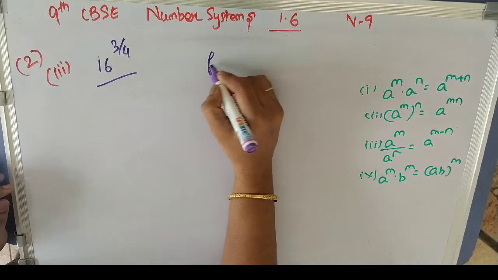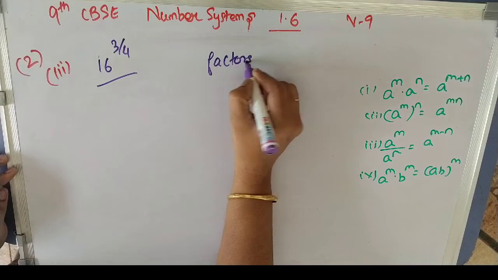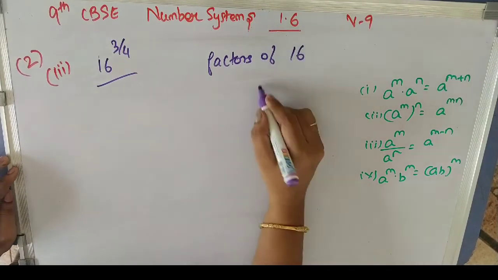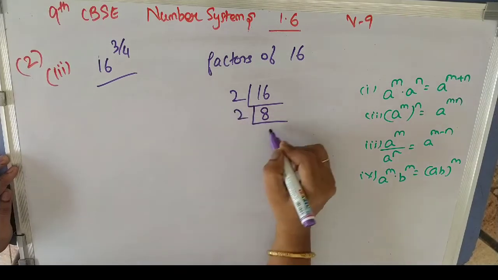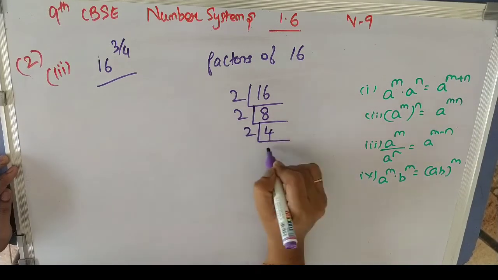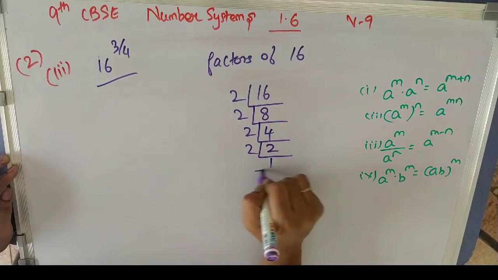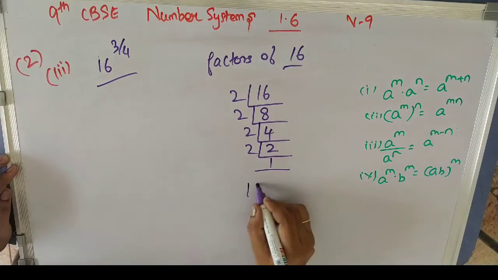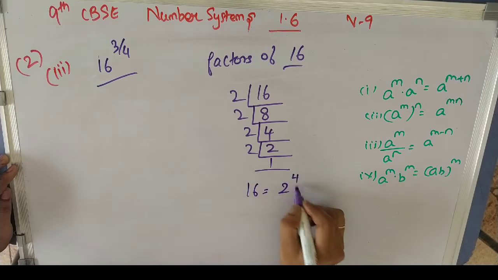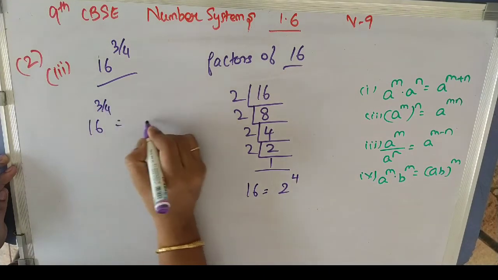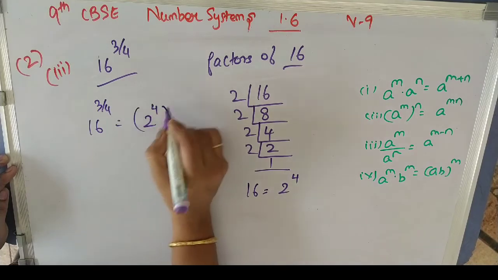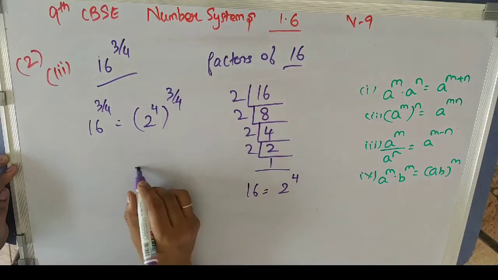Okay. Now the next question is we have to find the value of 16 power 3 by 4. The first step is to find the factors of 16. 16 divided by 2 is 8. 8 divided by 2 is 4. 4 divided by 2 is 2. 2 divided by 2 is 1. I am going to write 16 as 2 power 4. I am going to replace this value in the question. 16 power 3 by 4 is equal to 2 power 4 the whole power 3 by 4.